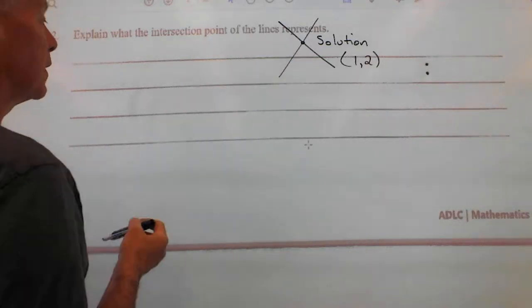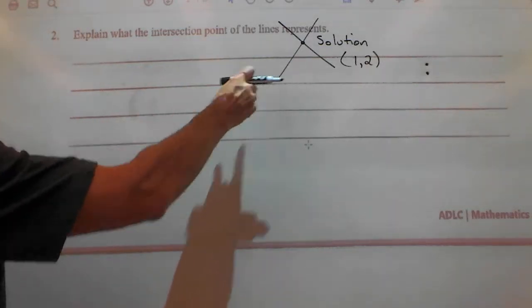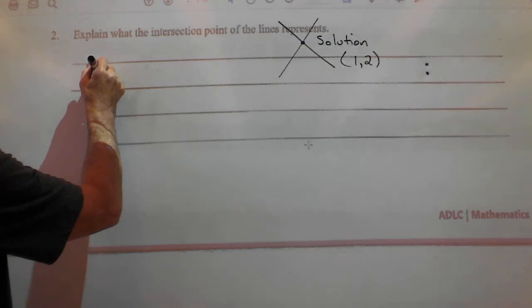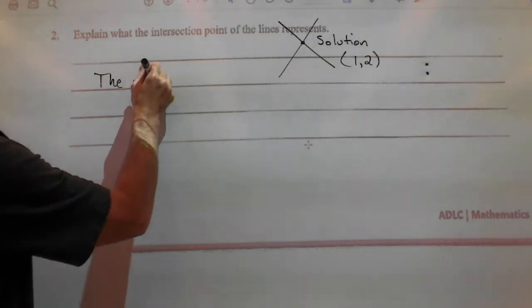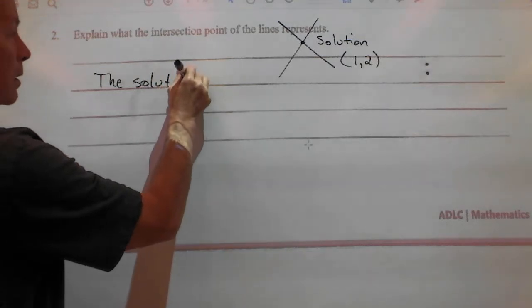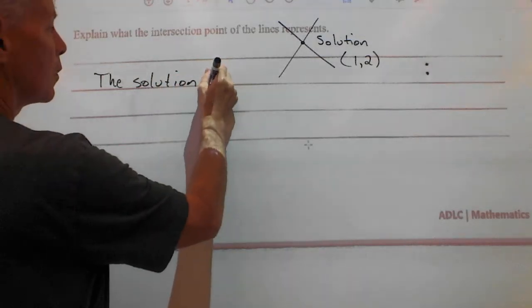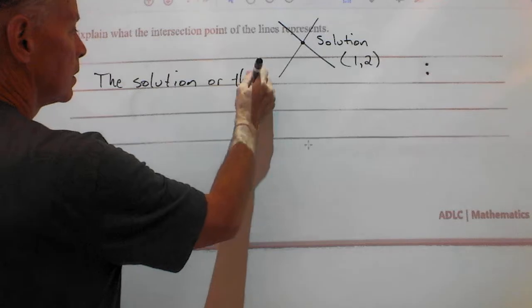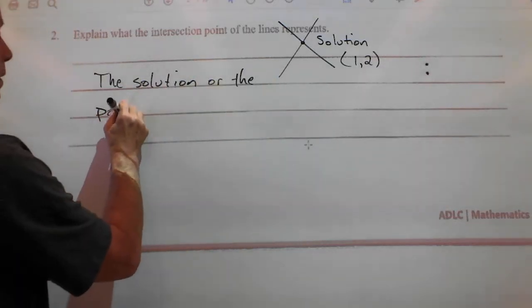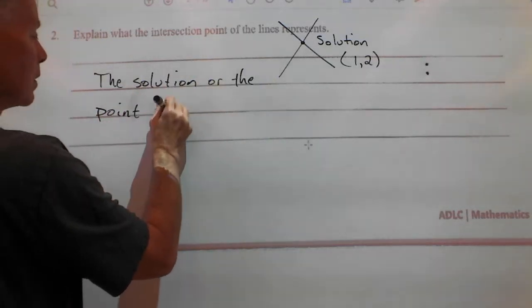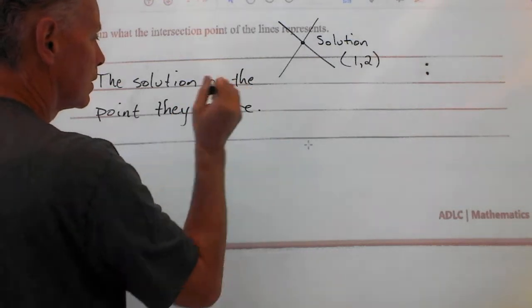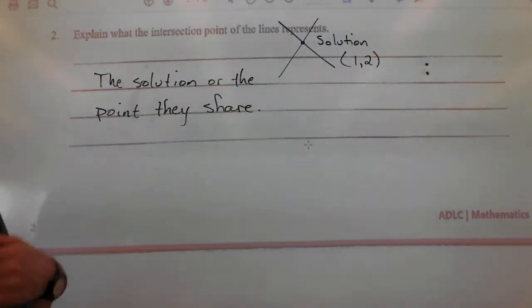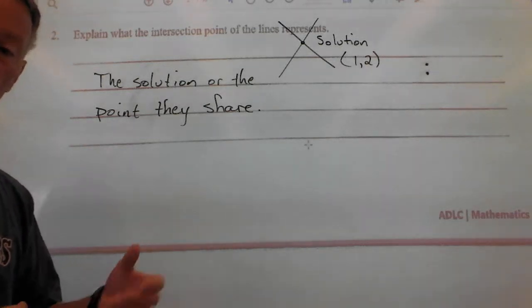Except for this, because that's what it represents. The intersection point represents the solution or the point they share. Okay? The point that is the same for both equations.